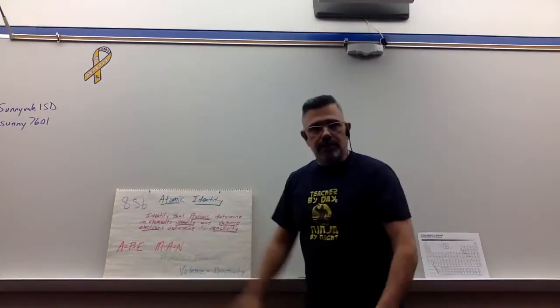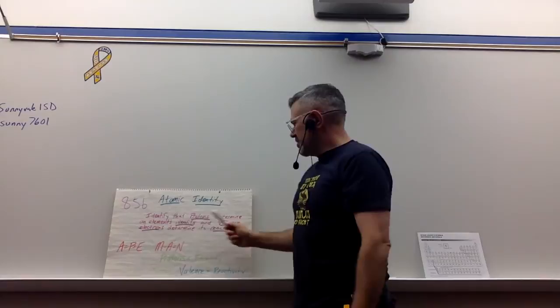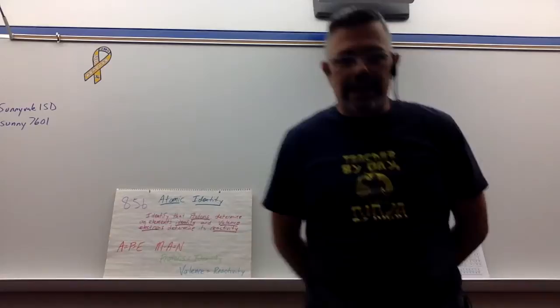8.5b, which is atomic identity. Identify that protons determine an element's identity and valence electrons determine its reactivity. So we're going to talk about a couple of those things today. I'm going to show you some stuff on the board.